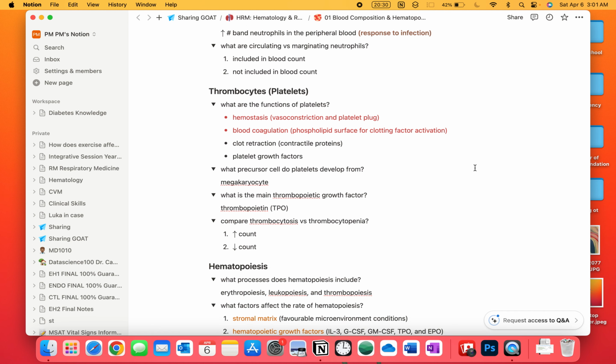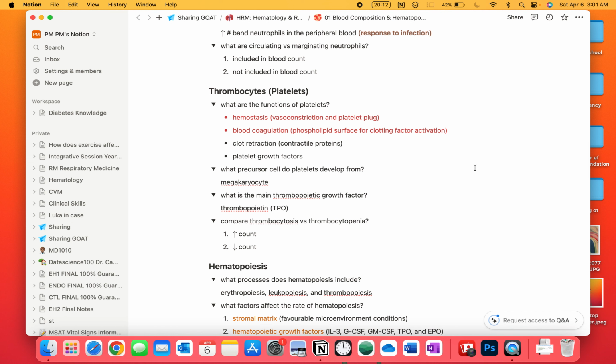What are the functions of platelets? Hemostasis, blood coagulation, clot retraction, platelet growth factors. They mainly just help with hemostasis, in vasoconstriction. They help with blood coagulation. They help in clot retraction. This answer can be answered in week 2 as well.